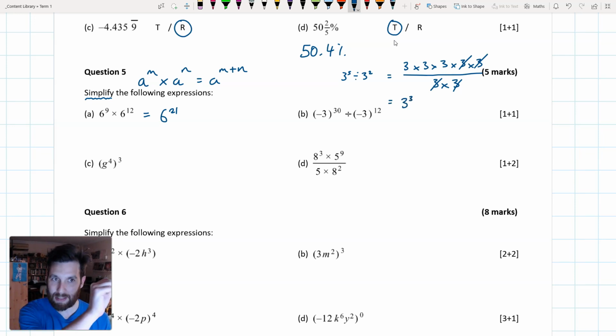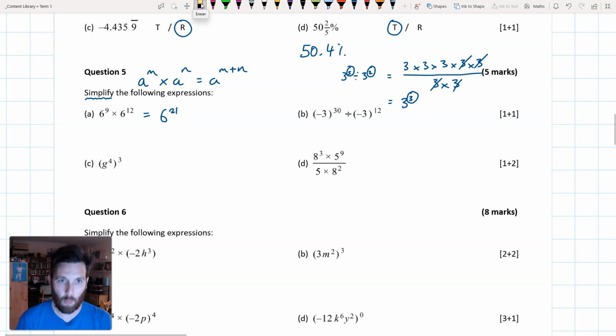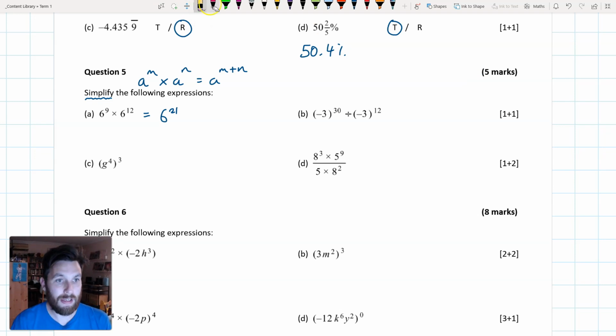But instead of writing it in expanded form and cancelling it every time, what I do instead is say, well, if I've got 3 to the power 5, I'm cancelling off 2 of those on the bottom. I'm going to have 3 to the power of 5 take away 2, which is 3 for this one. So similarly, for the question that we are working on, we've got negative 3 to the power 30 divided by negative 3 to the power 12. Don't let the negative 3 bother you, it's just what our base is for this question. So we're going to have negative 3 and it's to the power 30 take away 12, which is 18.